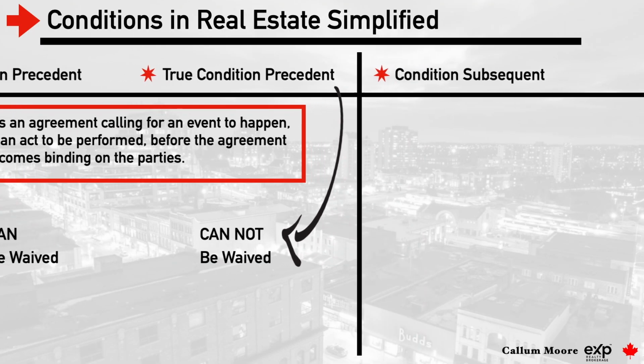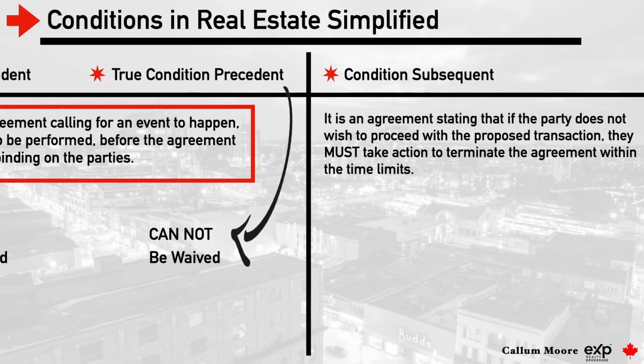On to the second type of condition, the condition subsequent, and this second method of drafting a condition does have distinctly different characteristics. A condition subsequent, in many ways, is the opposite of a condition precedent. It provides that if the party does not wish to proceed with a proposed transaction, they must take action to terminate the agreement within the time limits. Remember, with a condition precedent and a true condition precedent, an act must be taken. The condition must be waived or performed before the agreement becomes binding on the parties. But a condition subsequent is deemed binding by the buyer and the seller once signed, and an action must be taken for it to become null and void.